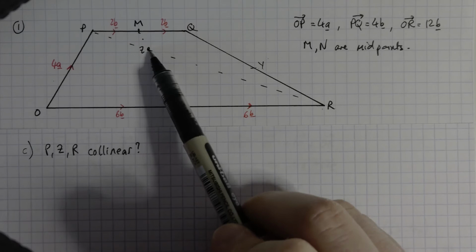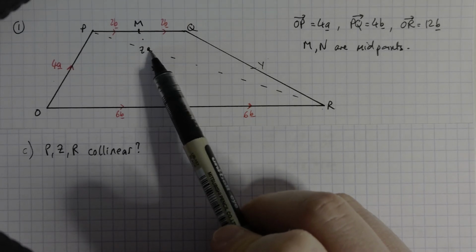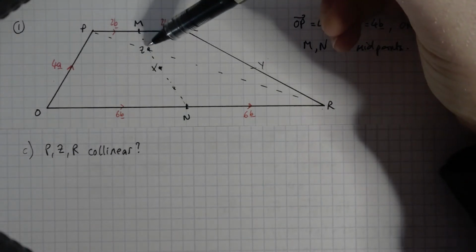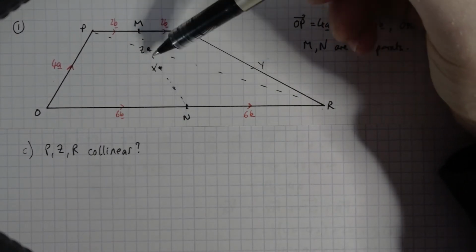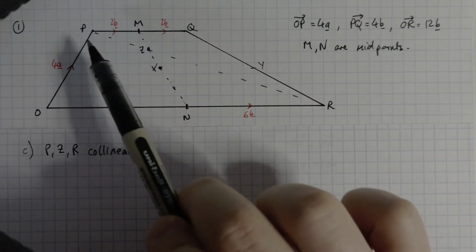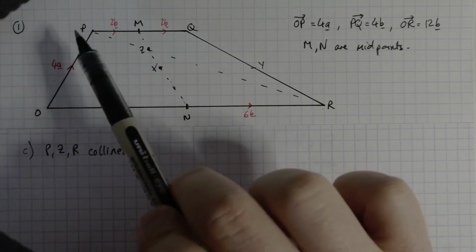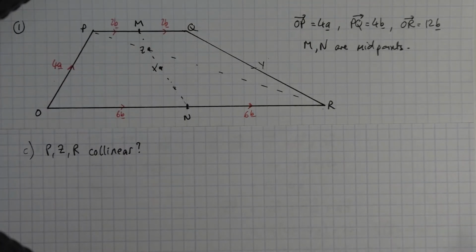Okay, finally part C is asking us, could P, Z and R be collinear? And I put Z on there because we're told that Z divides the line MN in the ratio 1:3. So we've got the one part there and the 3 parts here. I don't know if Z is exactly here, but if P, Z and R stands a chance of being a straight line, then it's got to be roughly here. Okay, let's work out a pair then.